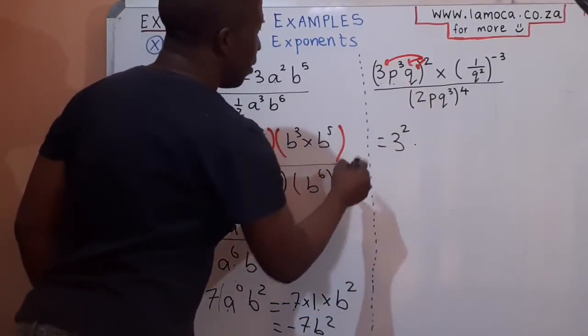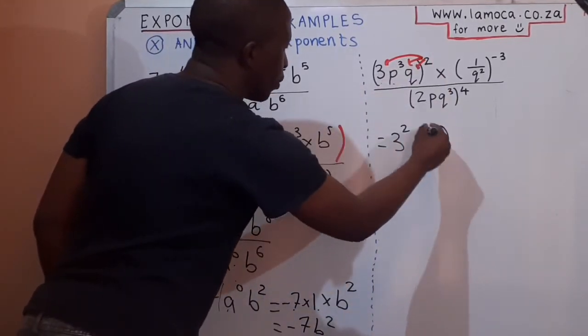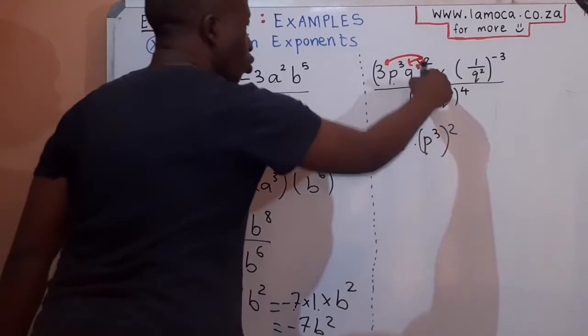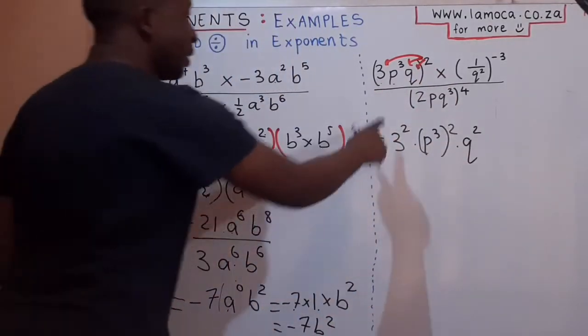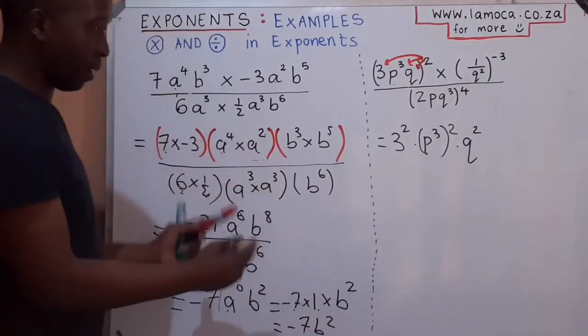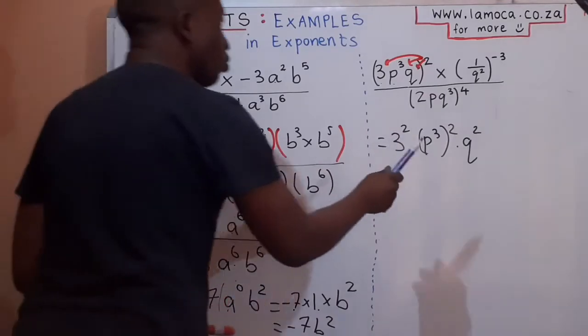multiplied by p cubed with a square again. That's going to be p cubed with a square, and then that's going to be q squared there. That's my q to the power of 2. So I'm distributing that outside exponent and giving it to all the bases that I have inside my bracket. Now here I've got a problem. I've got a fraction there which I don't like. So I'm going to do the following.